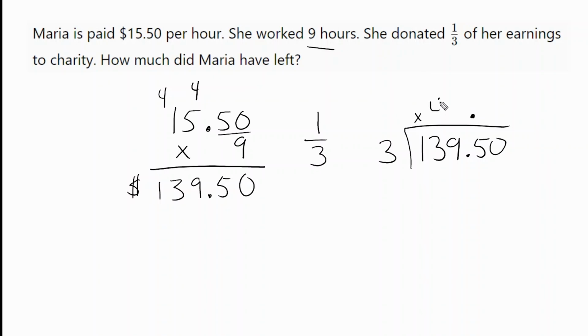All right, so we can say that 3 doesn't fit into 1, but it fits into 13 a total of 4 times. 4 times 3 is 12, which is 1 away from 13. You bring down that 9. 3 goes into 19 6 times. 6 groups of 3 is 18. That leaves us with 1.